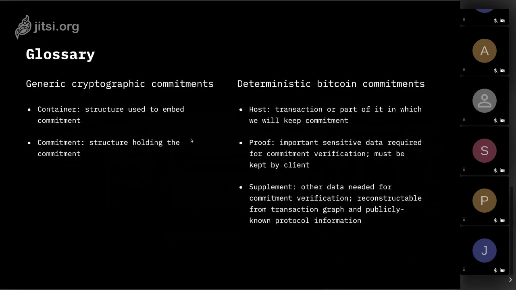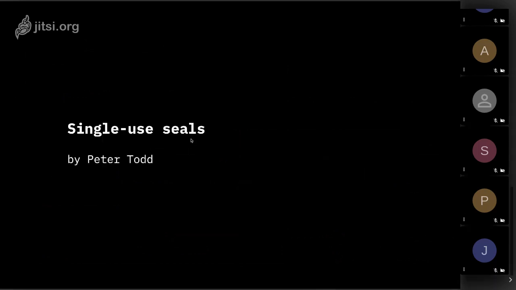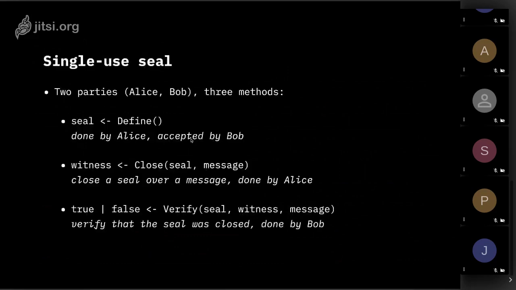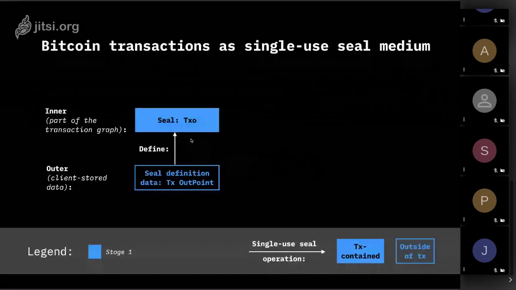So I would like to summarize the deterministic Bitcoin commitments with these terms defined: container, commitment, host, proof, and supplement. I wouldn't be repeating it. It's for the written version of the presentation, so developers and others may always check this, and if they forgot what proof is about or supplement is about, see it here. So I think that's all for today. And the single-use seals and other parts I will leave for the next presentation.